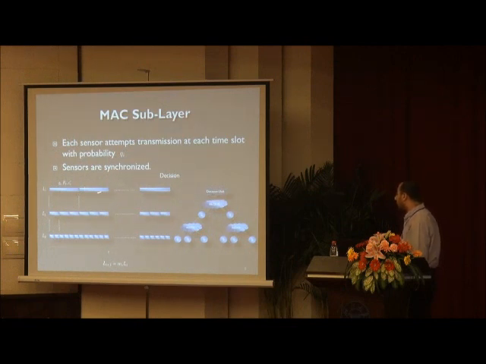And to simplify the analysis, I assume that sensors are synchronized and that the number of slots at each level of the tree is an integer multiple of the number of slots at the subsequent layers of the tree. Now, the decision center waits until here and then takes a decision. Now, at each time slot, each sensor attempts transmission with probability Q_i. This is one of the design variables.